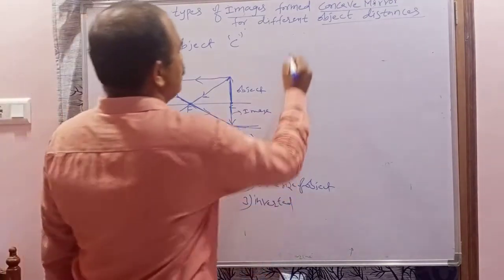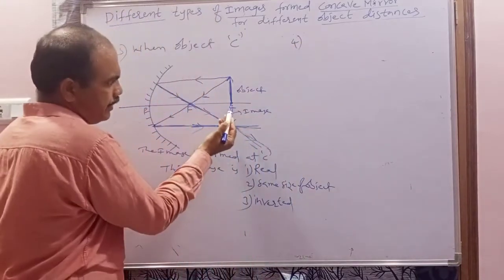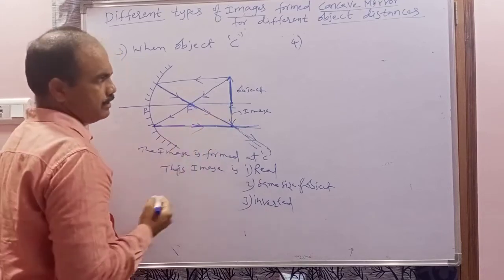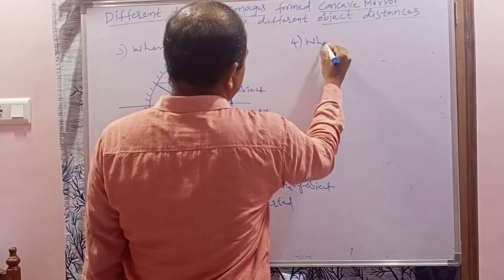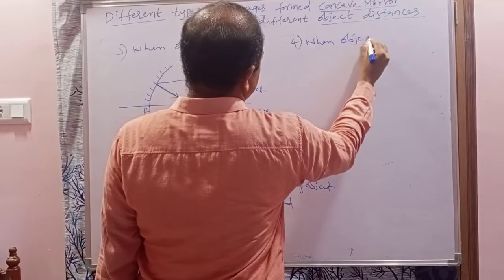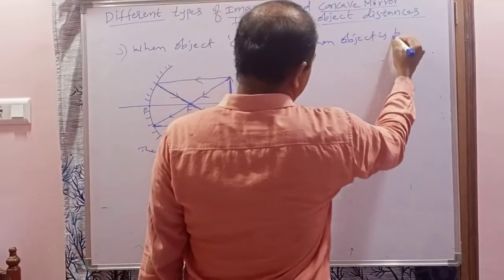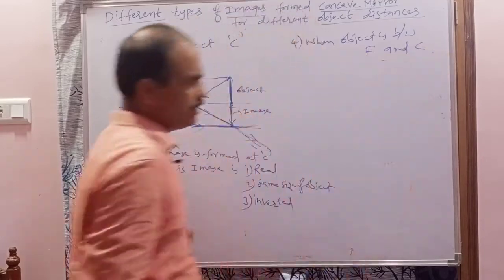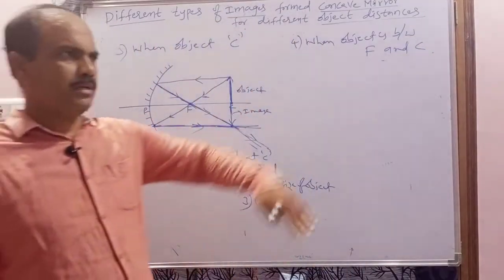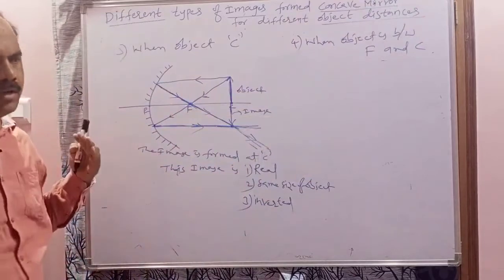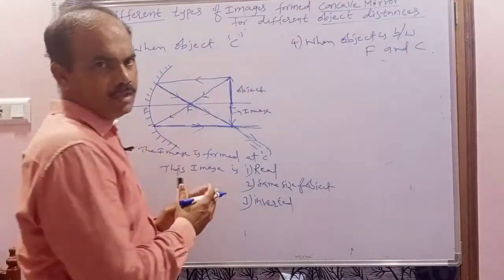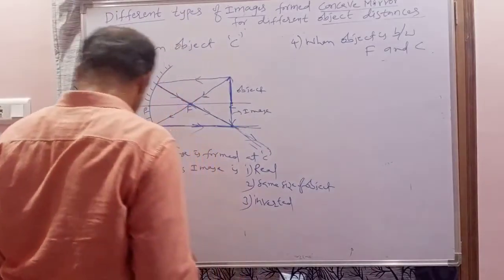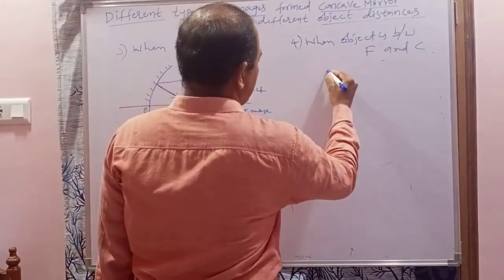Now come to the fourth one. Now I am placing the object between F and C, between focus and center of curvature, bringing the object from infinity to near the mirror. We are learning what the position of the image is and which type of image is formed. So now this is a concave mirror.